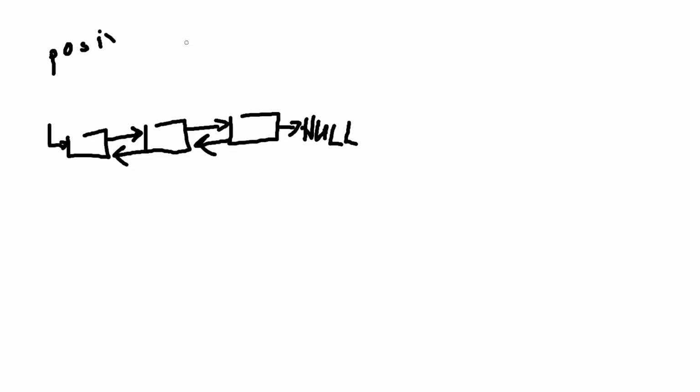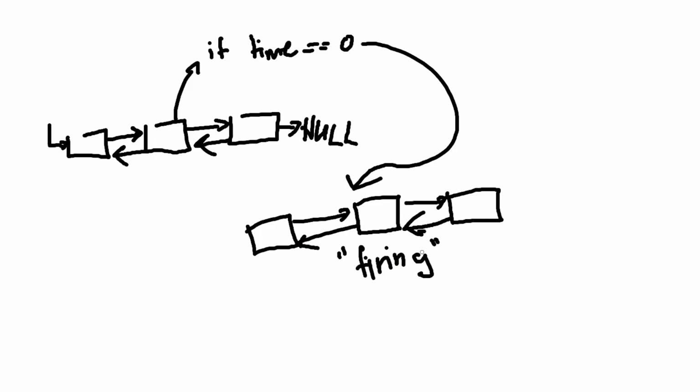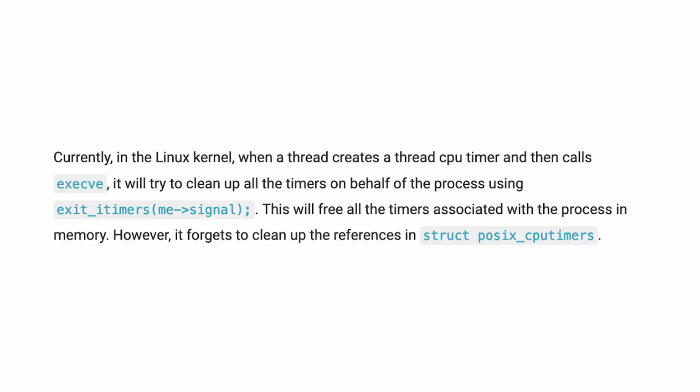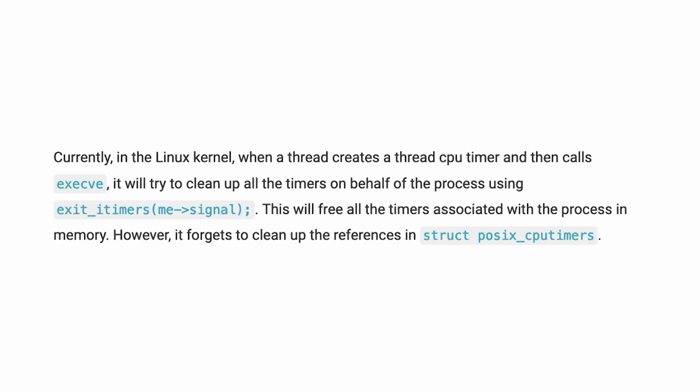and every time a timer interrupt is raised, it will check whether the thread has consumed enough time. Once the thread has reached enough time, it will be moved into a firing linked list. Then all the timers in the firing linked list will be used to trigger the corresponding events. This sounds nice and cool in theory, but there is one problem with the Linux implementation. When a thread creates such a timer and calls the method execve, Linux will try to clean up all the timers. However, it forgets the ones in the POSIX CPU timer struct we just talked about before.